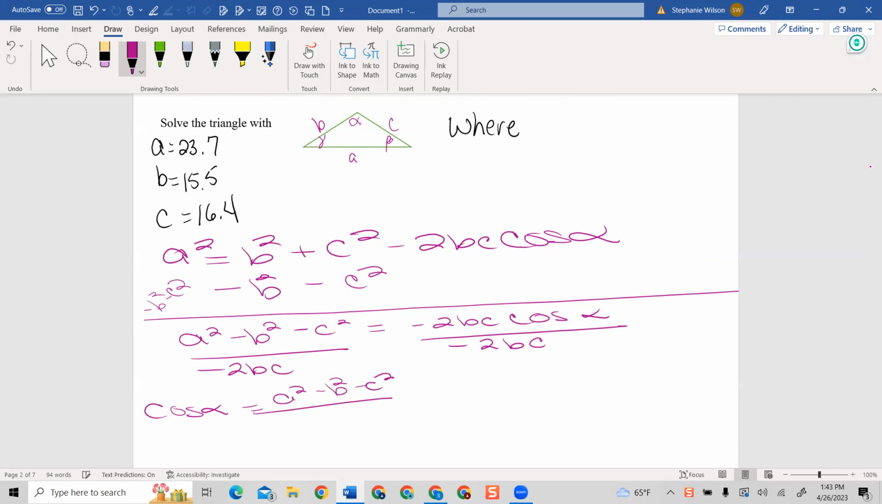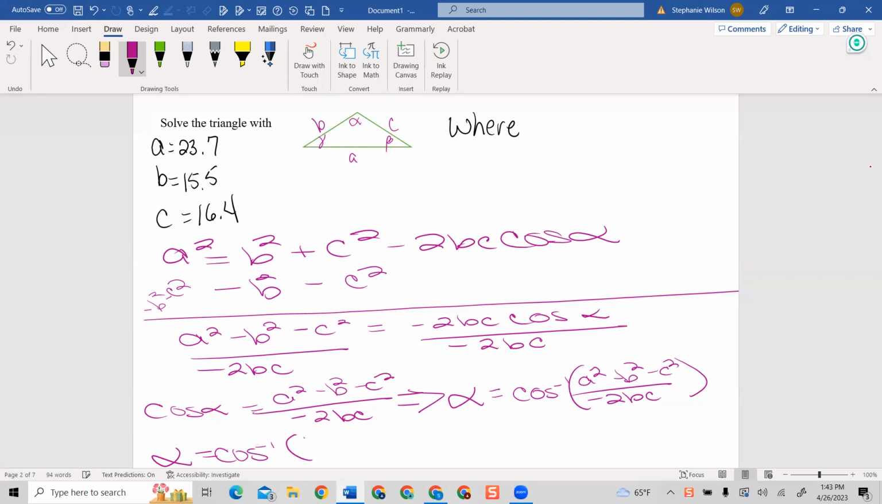All right. Now let's take the inverse of cosine. So I'm going to come over here. So I get alpha is equal to cosine inverse of a squared minus b squared minus c squared divided by negative 2bc. And I'm going to come in and plug it in here. Plug in what I know.